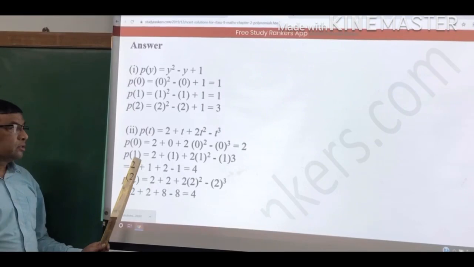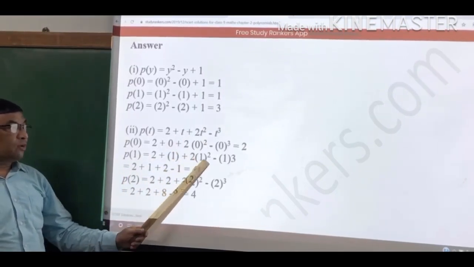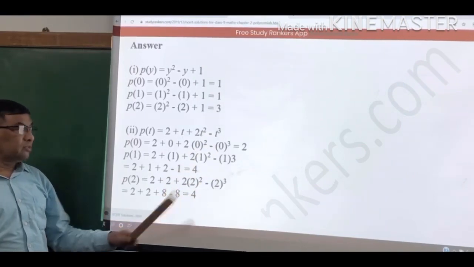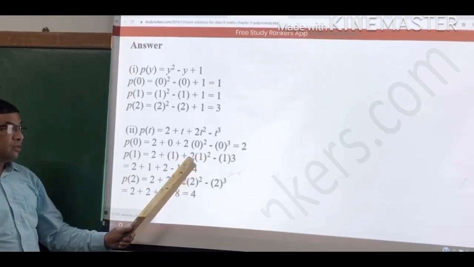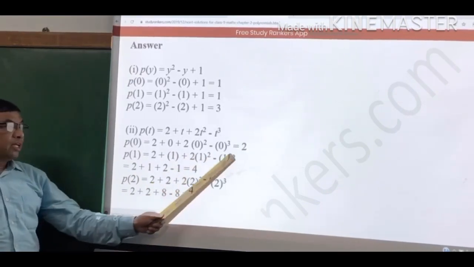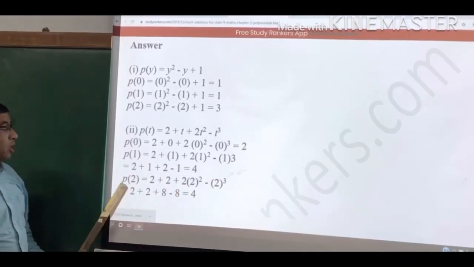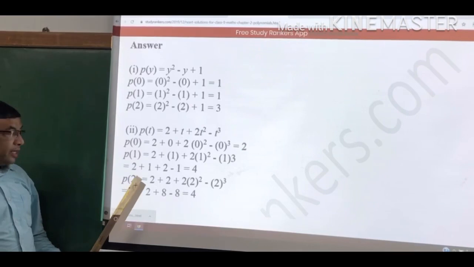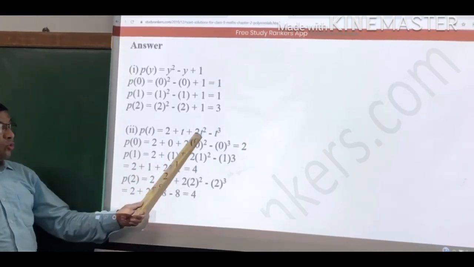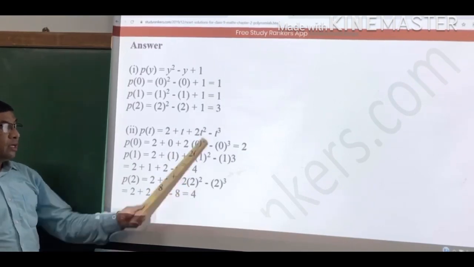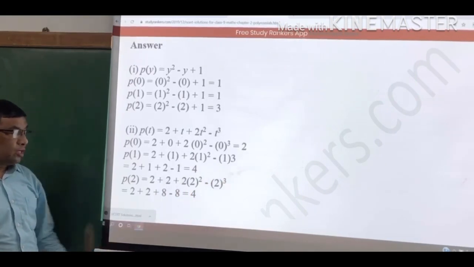Now P of 1, so 2 plus t 1, 2t square, 2 into 1 square minus t cube, minus 1 cube. So 2, then 1, then 1 square is 1, 2 into 1 is 2, minus 1 cube is minus 1, and so the final answer is 4. Now P of 2 we find out, that is once again 2 plus t, that is 2, then 2t square, so 2 into 2 square minus t cube, which is 2 into minus 2 whole raised to 3.